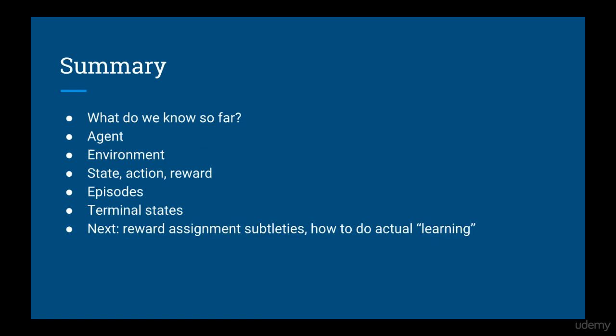So let's summarize everything we know about the components of a reinforcement learning system so far. We reviewed the agent, environment, states, actions, and rewards. And in this lecture, we learned about episodes and how an AI will learn across many episodes, and that the terminal state represents the end of an episode. In the next couple lectures, we'll look at some subtleties concerning reward assignment and how to do the actual learning.